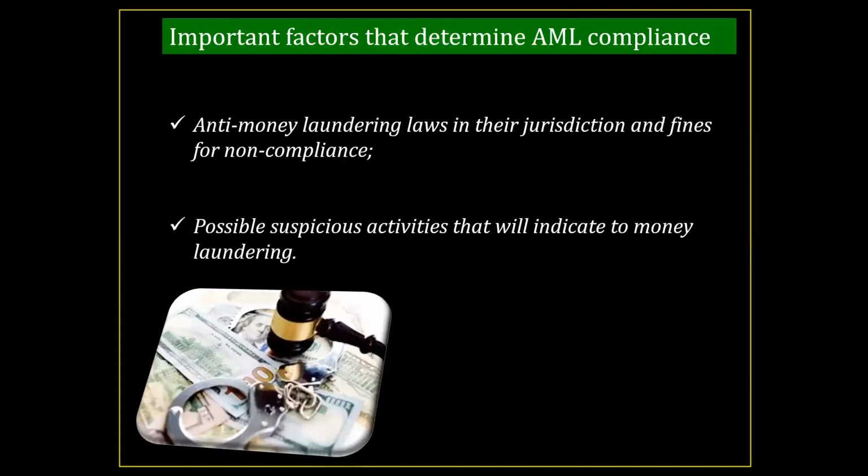The next thing that we are going to talk about is the important factors that determine AML compliance. The important factors that determine AML compliance are anti-money laundering laws in their jurisdiction and fines for non-compliance, and possible suspicious activities that will indicate money laundering. These are the factors that can determine AML compliance, that we should have the proper laws for anti-money laundering, and the possible suspicious activities should indicate the money laundering.